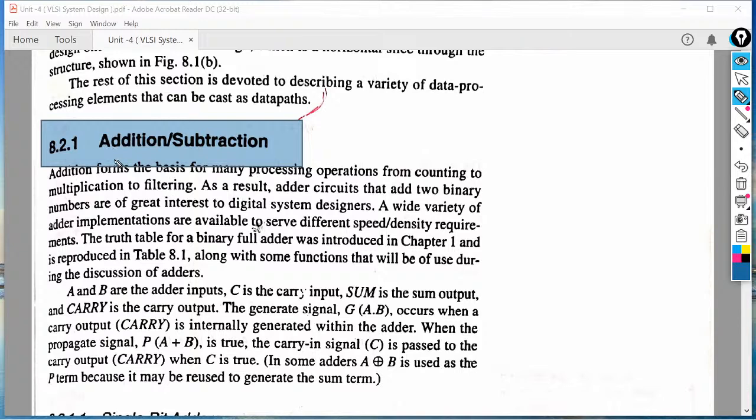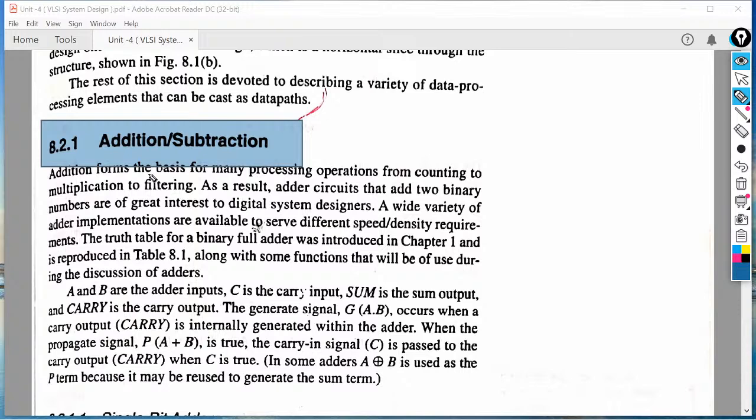So in the data path operator, first we discuss addition, then subtraction, and later on we will move towards the other circuitry that is in your syllabus. So first we will discuss the addition circuitry. We all know that there are two types of adders: one is known as half adder and another one is known as full adder. When there are only two inputs, we need a half adder circuitry. In half adder circuitry we have two inputs and accordingly two outputs.